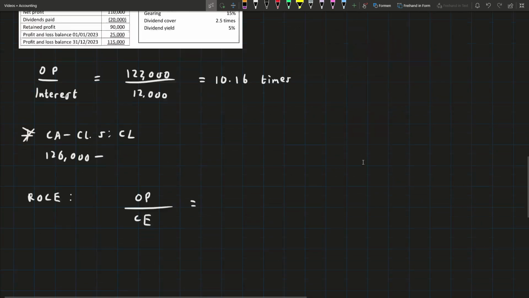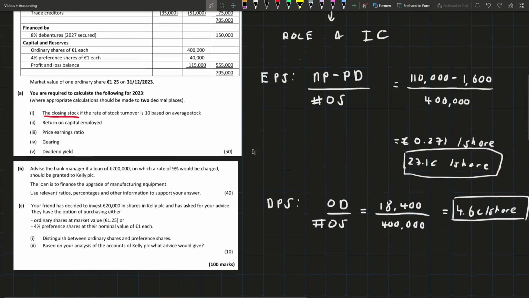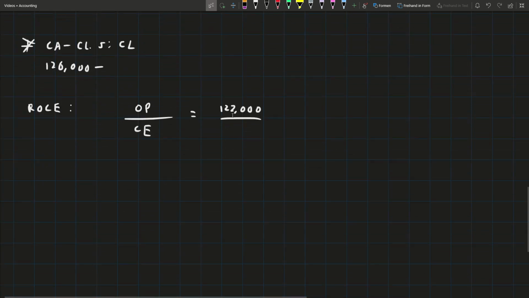So our operating profit was 122,000, and our capital employed was 705,000. Another thing is, if you see 3 zeros on the top and bottom, they cancel. I often just write 122 over 705. And then that's a percent. You can multiply by 100 to make it clearer. You get 17.30%.